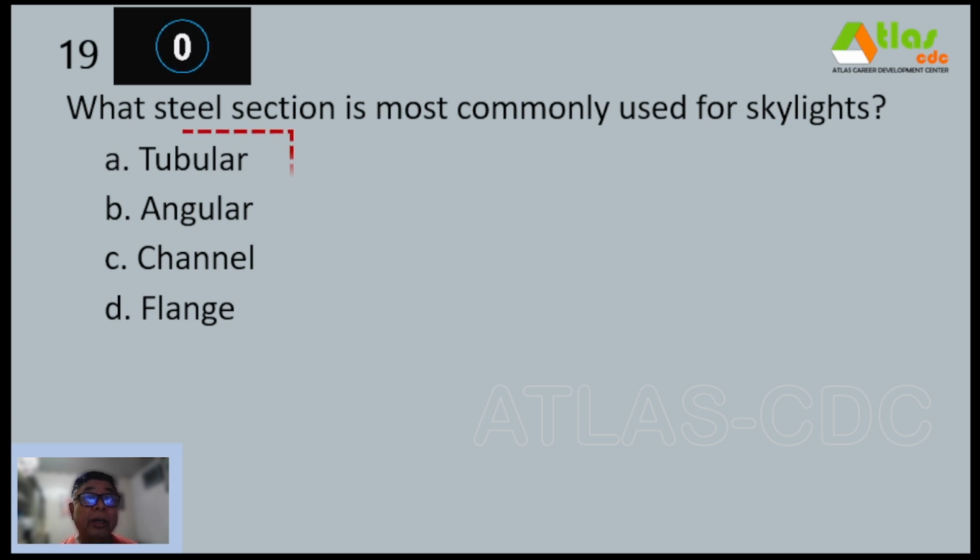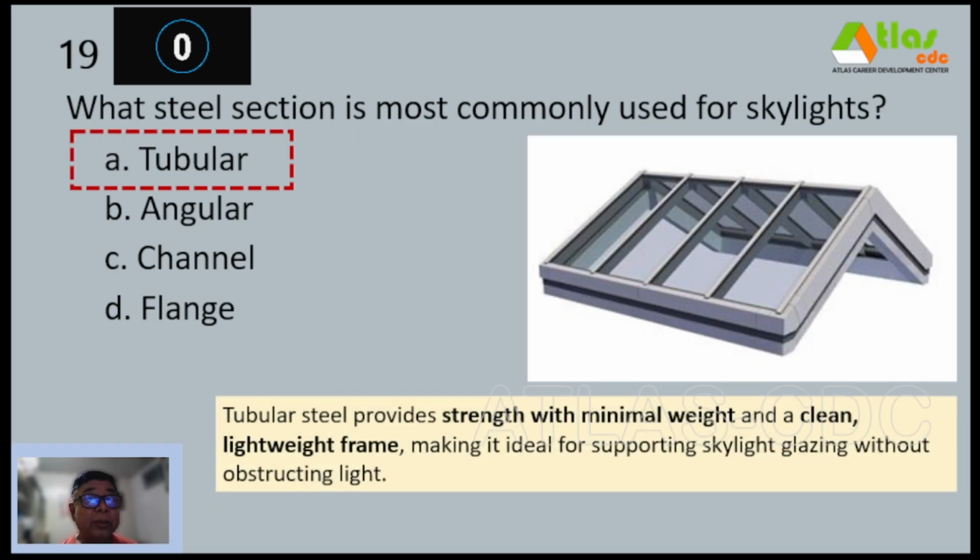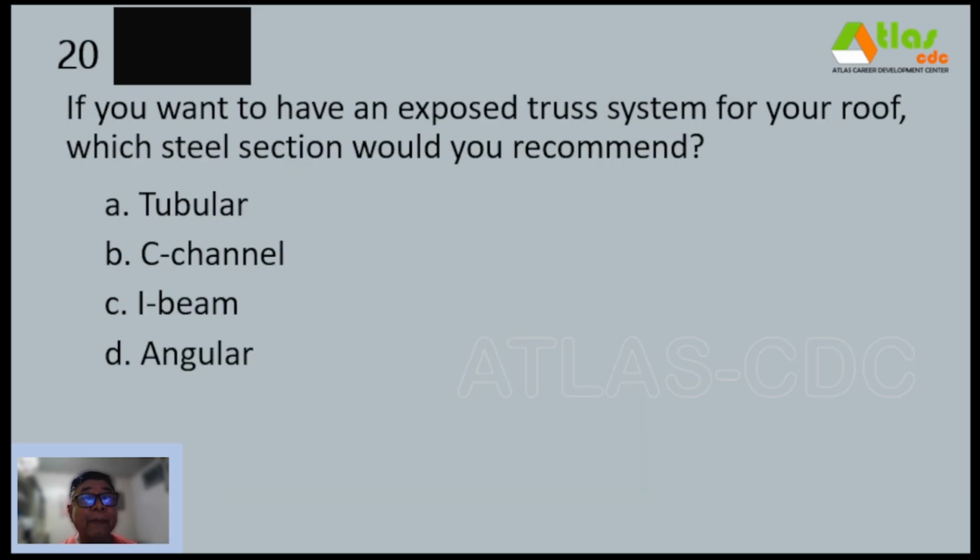And our correct answer is letter A, tubular. So tubular steel provides strength with minimal weight and a clean, lightweight frame, making it ideal for supporting skylight glazing without obstructing light. Number 20.